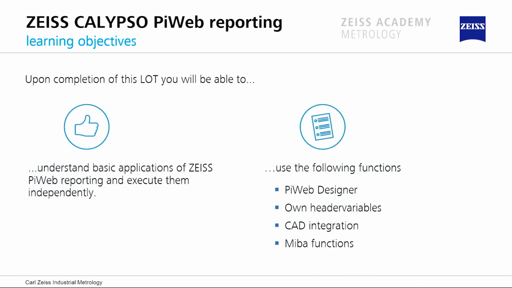What are we going to talk about? We will talk about the PiWeb designer a little bit more than yesterday, and also we want to create our own header variables. And of course, what is as important, we want to talk about the CAT integration, so integrate our CAT model into the PiWeb report. And then in the end, we will talk a little bit about MIBA functions.